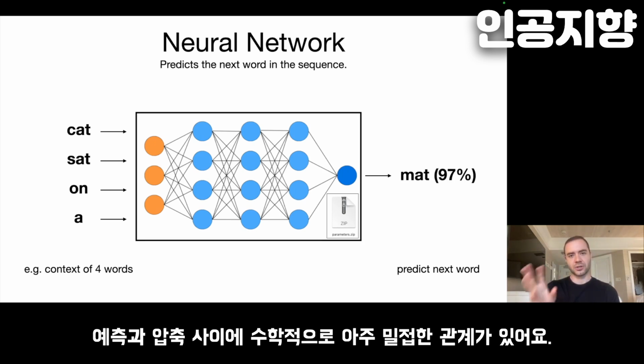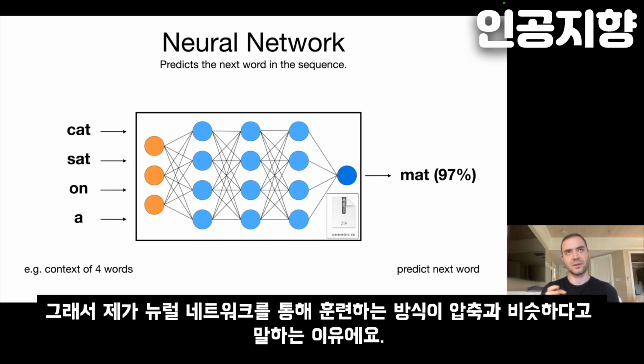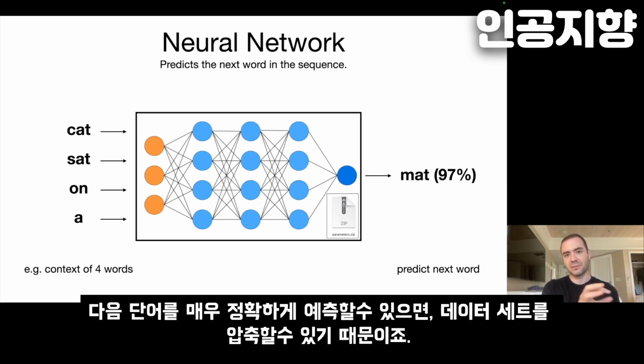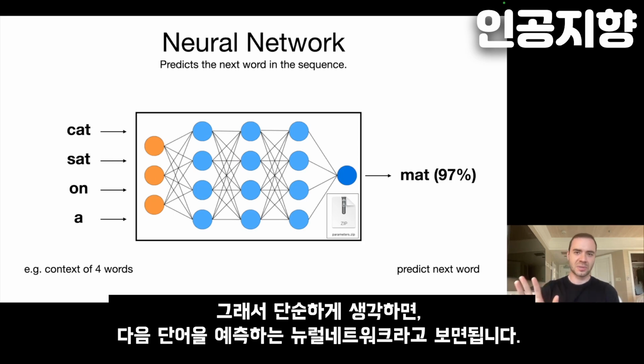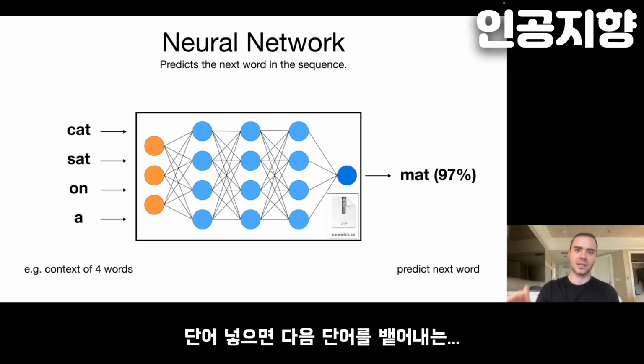And you can show mathematically that there's a very close relationship between prediction and compression, which is why I allude to training this neural network as a kind of compression of the internet. Because if you can predict the next word very accurately, you can use that to compress the data set. So it's just a next word prediction neural network. You give it some words, it gives you the next word.